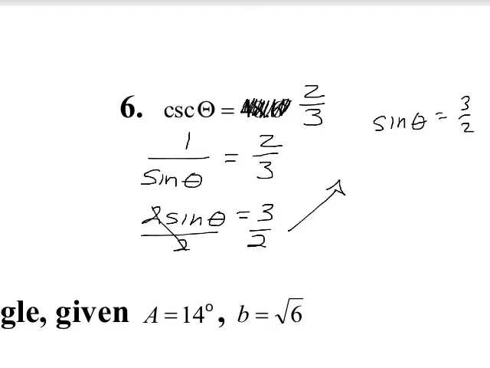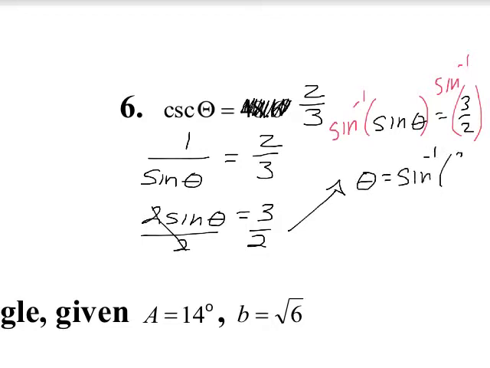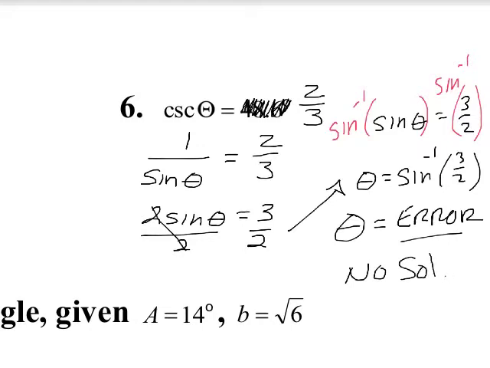So similar to what we did with tangent, we will take the inverse sine of this. So essentially we would get theta is equal to the inverse sine of 3 over 2. And if I did the inverse sine of 3 over 2, what do you get? Well, what you're going to get is error, or no solutions. So basically this is saying this is impossible.